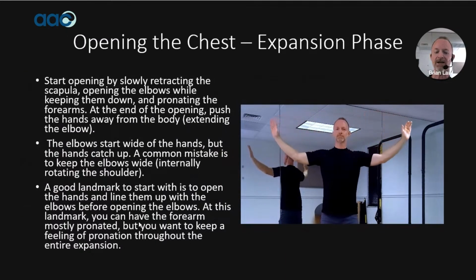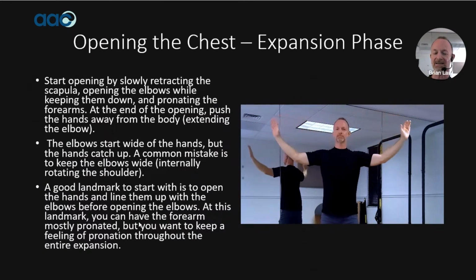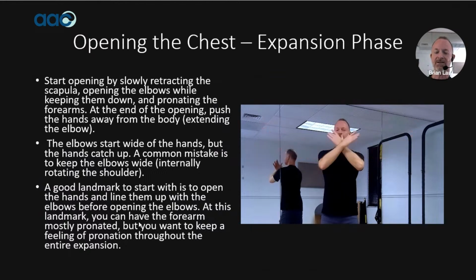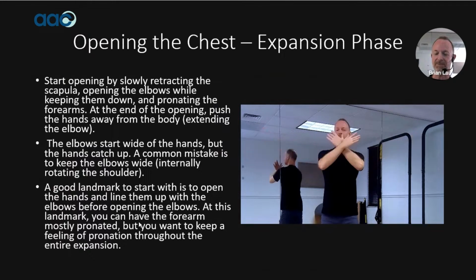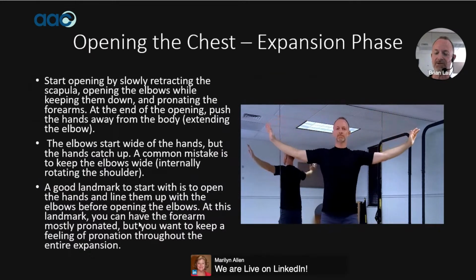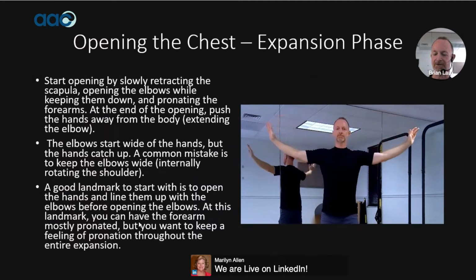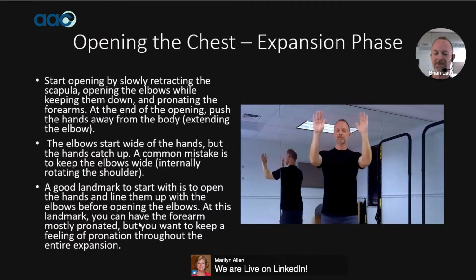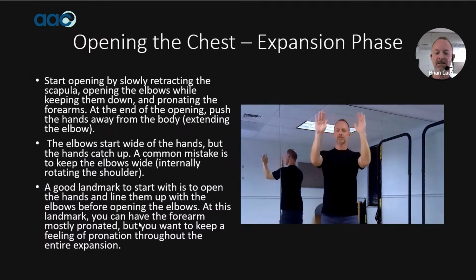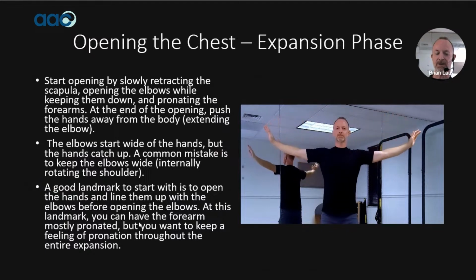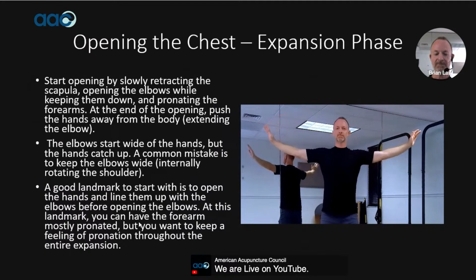So I'm going to start by opening the chest, which really means that I'm starting to retract the scapula. So the scapula are starting to pull together in the back. You might be able to see that in the mirror that I have behind me, that I'm starting to retract, bring the shoulder blades closer to the spine. I'm opening the elbows while keeping them down, pronating the forearms. So the pronation will start to stretch the biceps. And at the end of the opening, I'm going to push the hands away from the body so the elbows will be extended, also stretching the biceps.